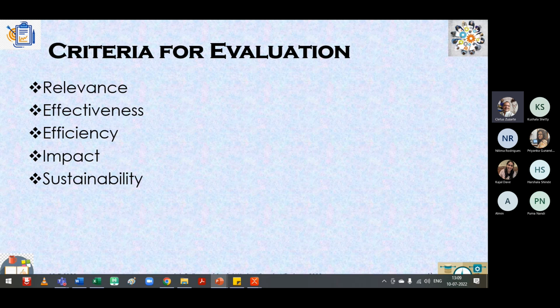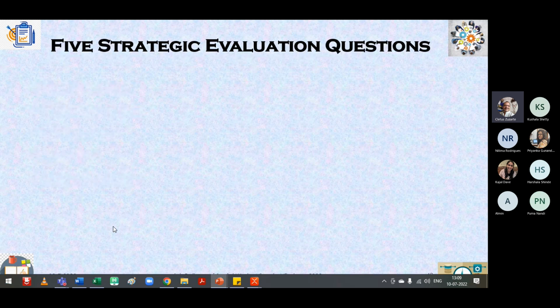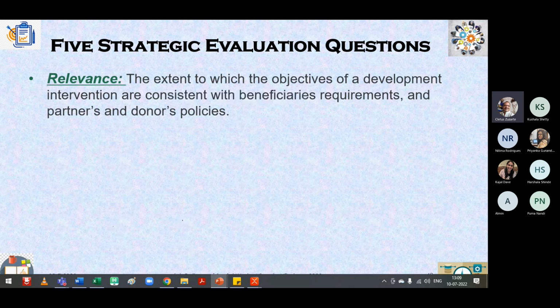Let me go to that slide, then you'll be able to relate to what I'm talking about. When you're looking at relevance, you're looking at the extent to which the objectives of the development interventions are consistent with beneficiary requirements and partners' and donor policies.